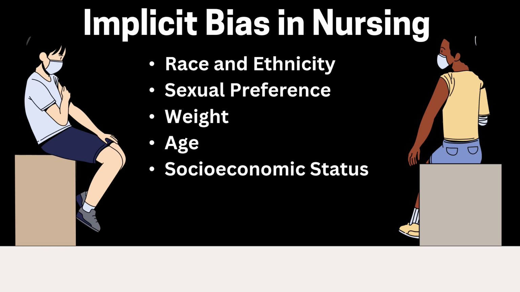Or not relaying a request for a referral to a physician because a patient is dressed poorly and the presumption is that they may not be able to afford specialty care. These are just a few examples of how nurse implicit bias may affect patient care.